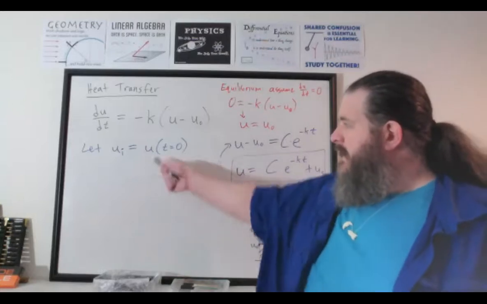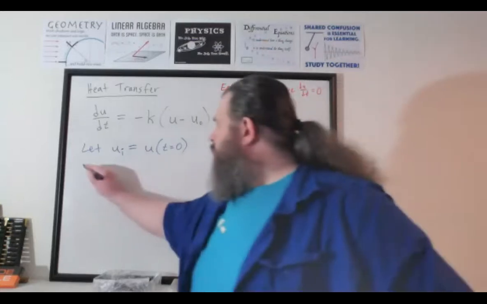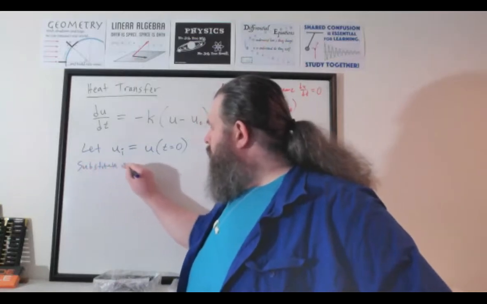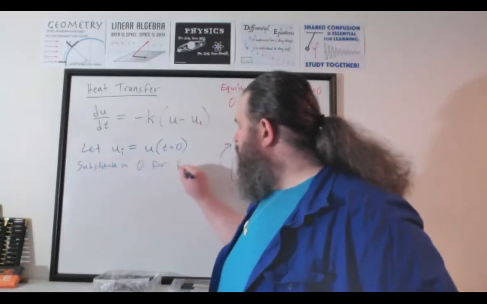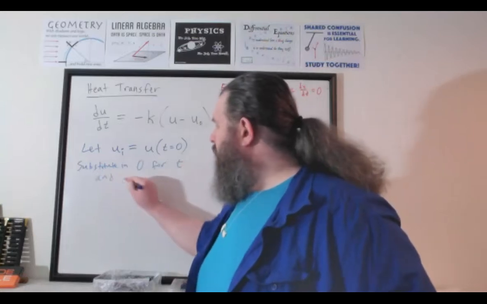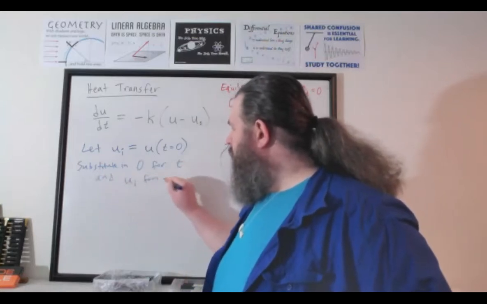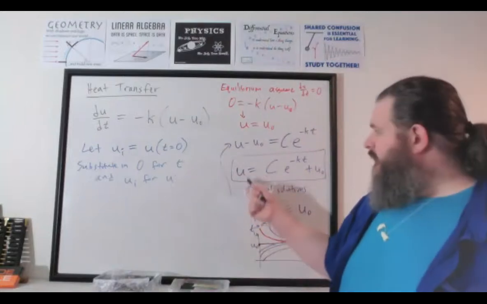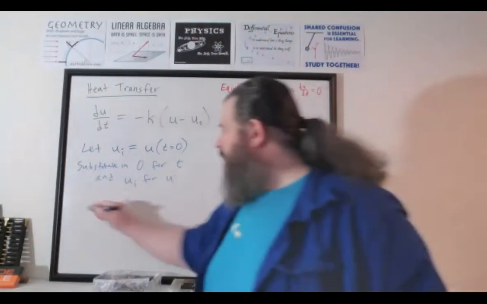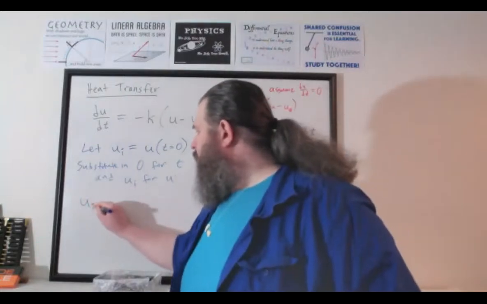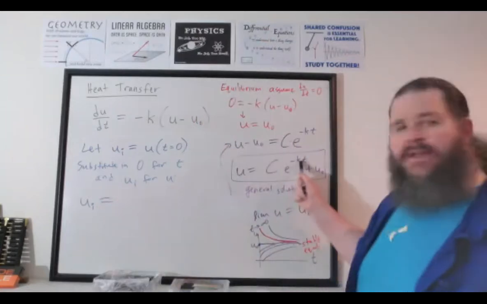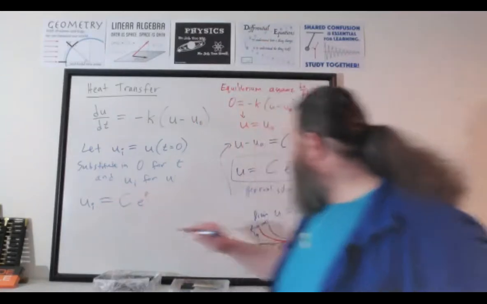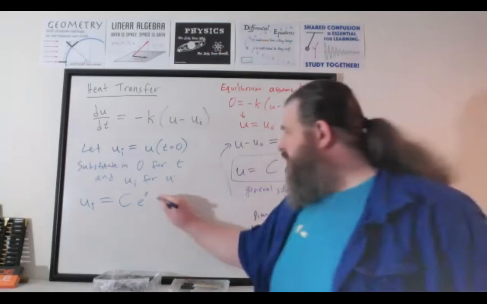Then we could fill that in. We could say, substitute in 0 for T and initial temperature for U into our general solution. So if we fill that in, U gets replaced by U sub I. T gets replaced by 0. So we get C times e to the 0 plus the surrounding temperature.